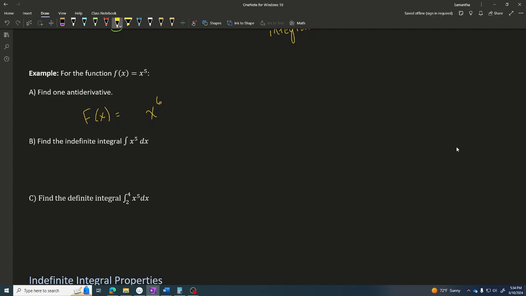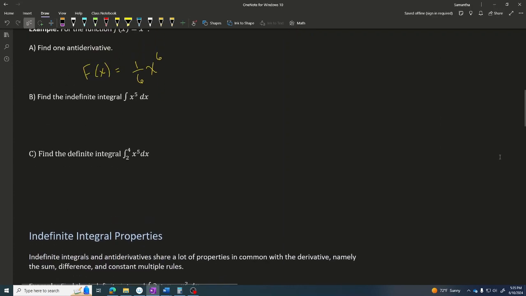But if I just do x to the power 6, then the derivative is going to be 6x to the power 5, which is not quite right. So I'll put a 1/6 in front to fix that. And now the derivative of 1/6 x to the 6th power is x to the power 5. So this would be an antiderivative of x to the power 5.